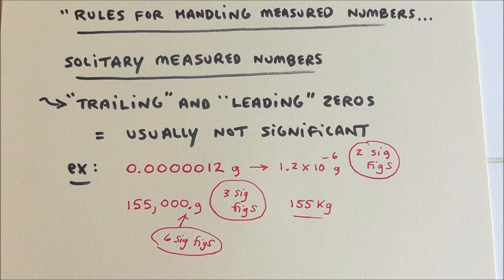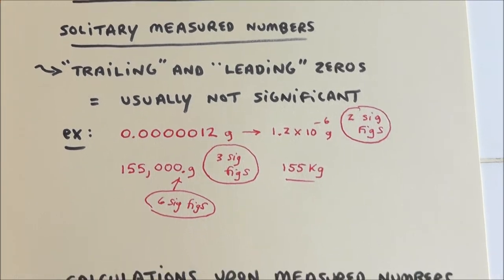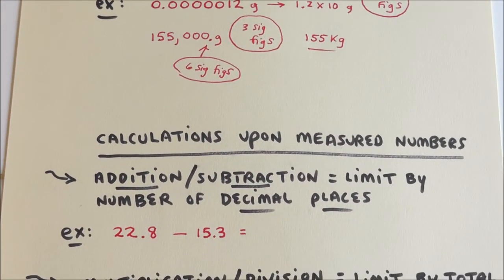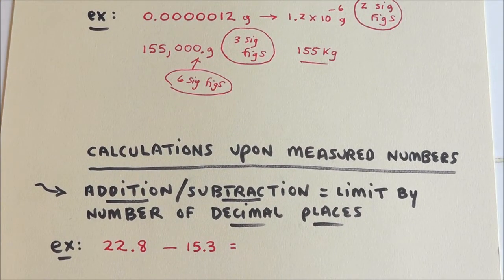Now, what happens next, folks, is kind of important. If you do a calculation on a number, you're going to either do addition or subtraction, or you're going to do multiplication and division. And what happens is you're going to limit how many significant figures you have based on the weakest or least accurate measurement.